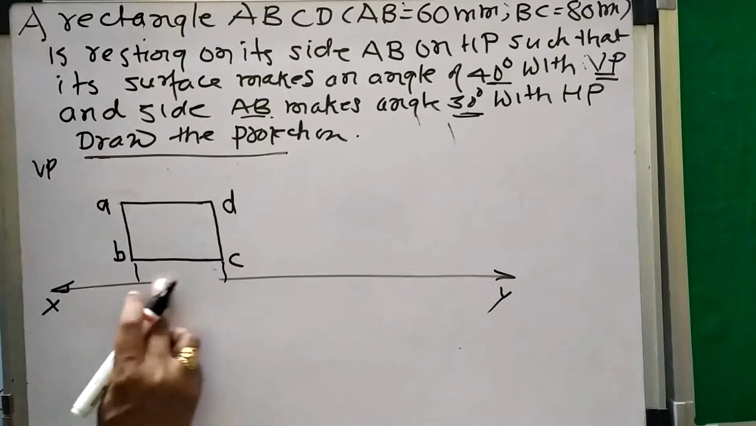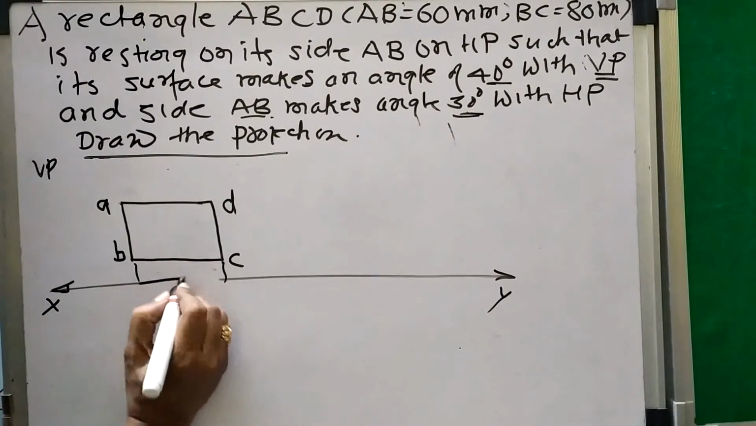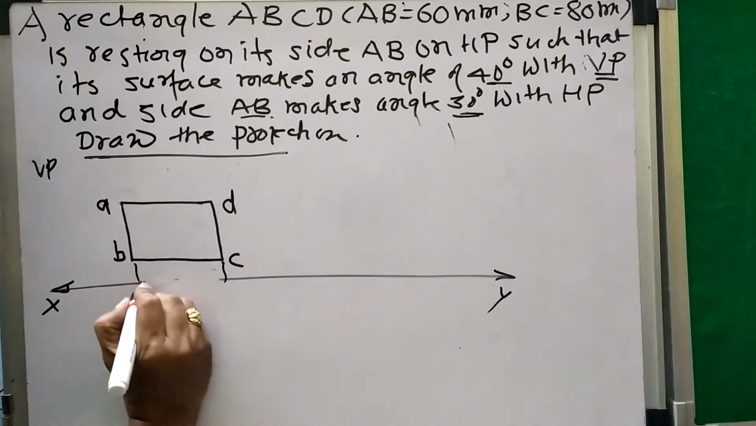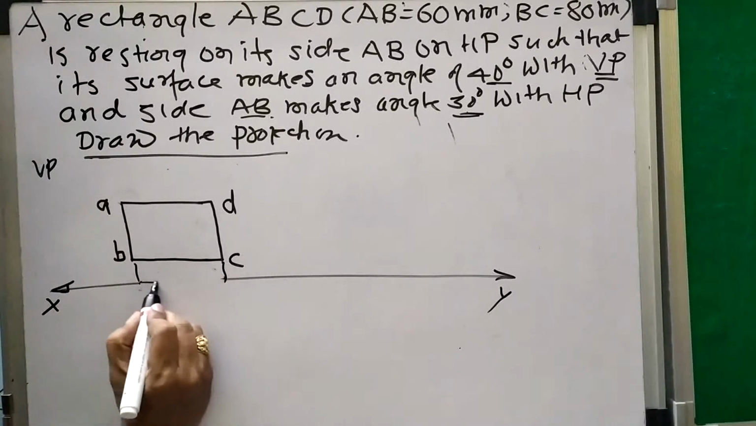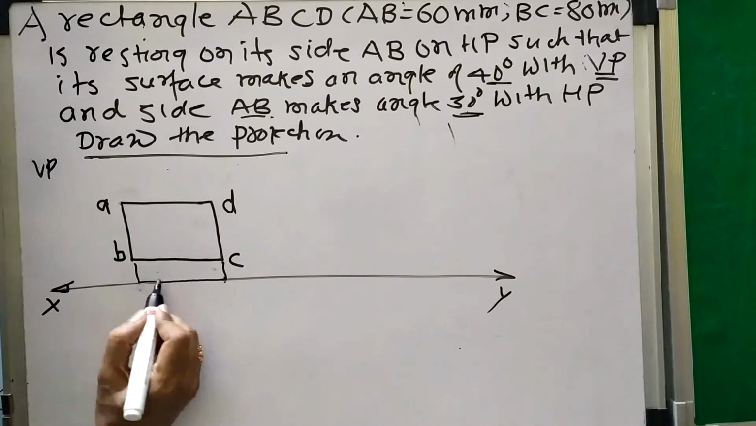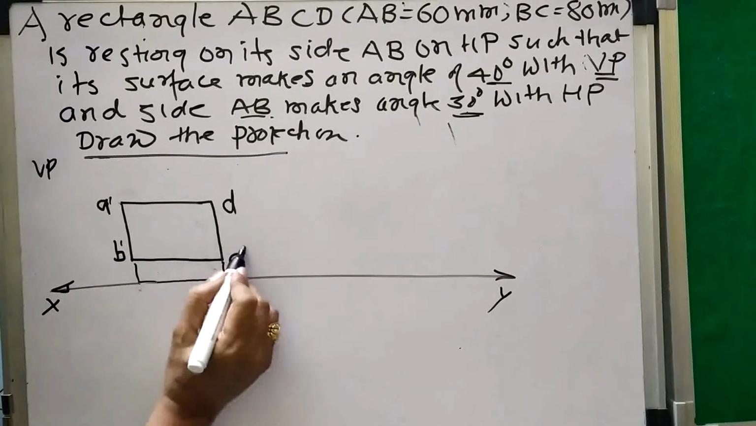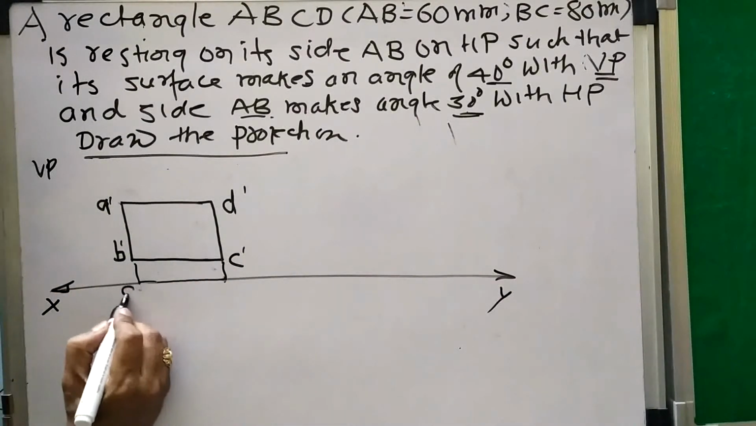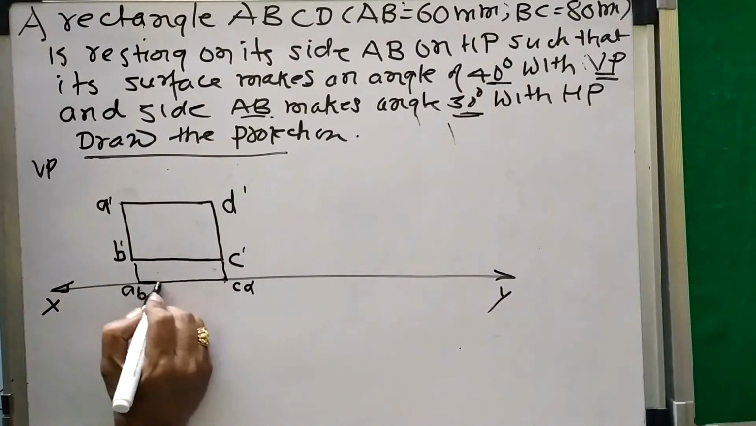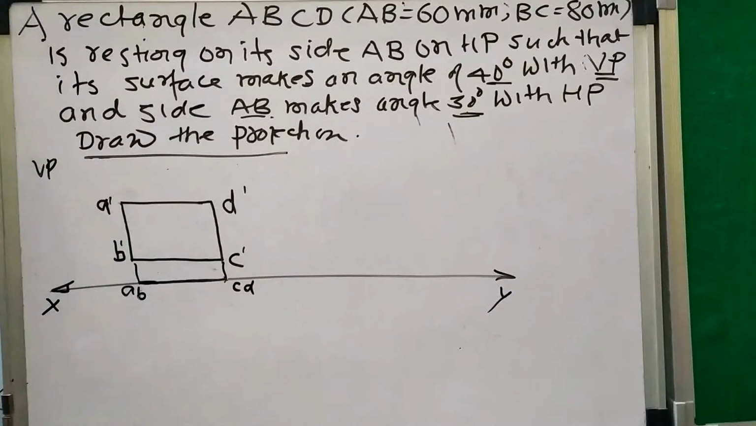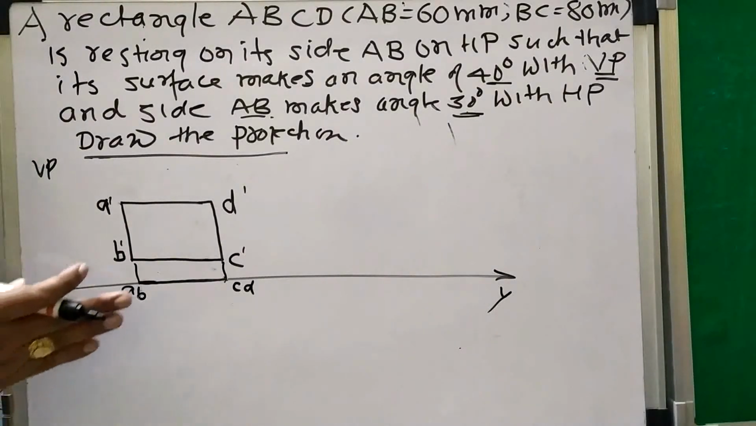It will appear here as a line view. So this is A dash, B dash, C dash, D dash, the front view. And this is A, B and C, D, the line view. Now I will make the surface inclined with VP.